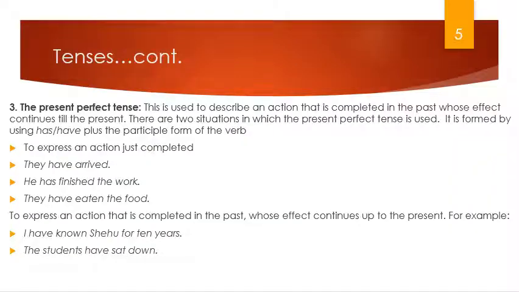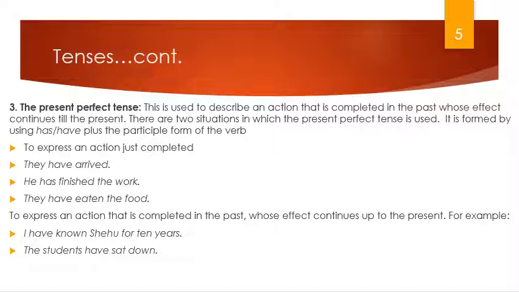The third part is the present perfect tense. This is used to describe an action that is completed in the past, whose effect continues till the present. That is, it is showing any action that is completed, but the effect is still there at the present time. There are two situations in which the present perfect tense is used. It is formed by using has for the third person singular, or have, plus the participle form of the verb.